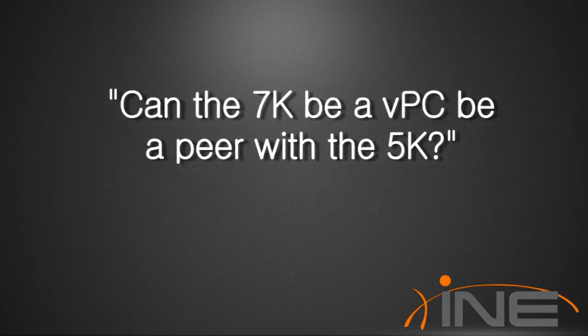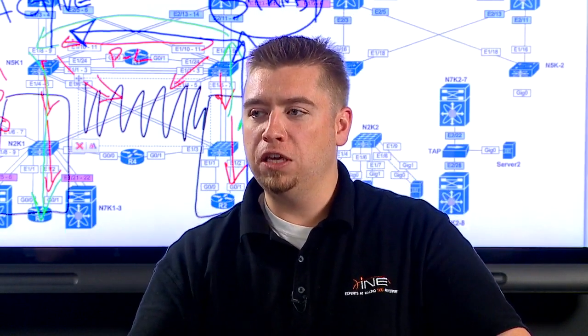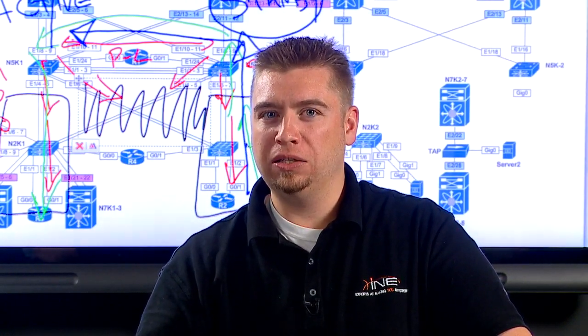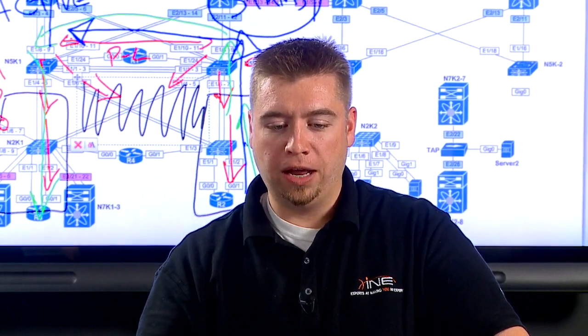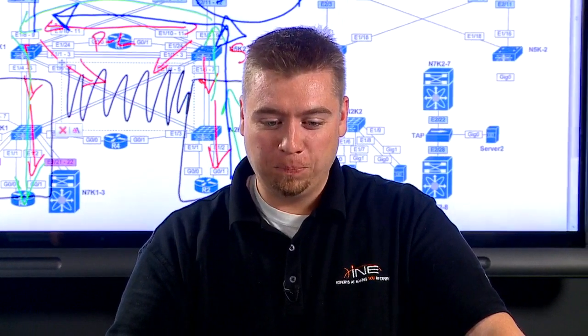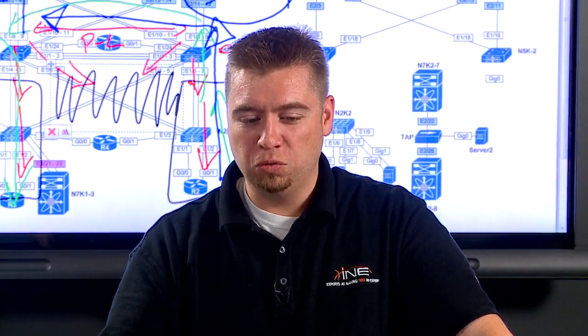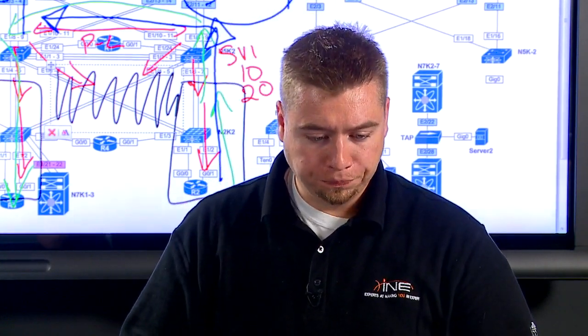There's a question, can a 7K be a VPC peer with a 5K? I don't believe so because of the hardware check and the consistency check. I'm not 100% sure though, I haven't actually tried that. I'll try that out and let you know whether you can do that. I would assume, off the top of my head, probably not, but you'd have to test it out to see.